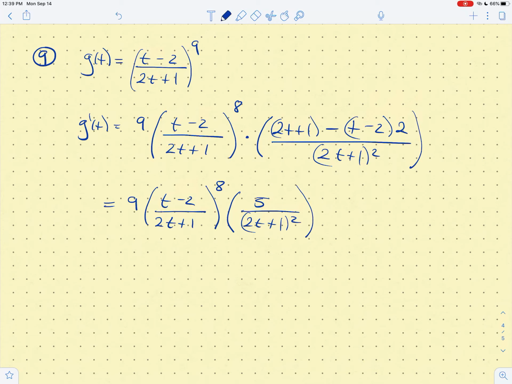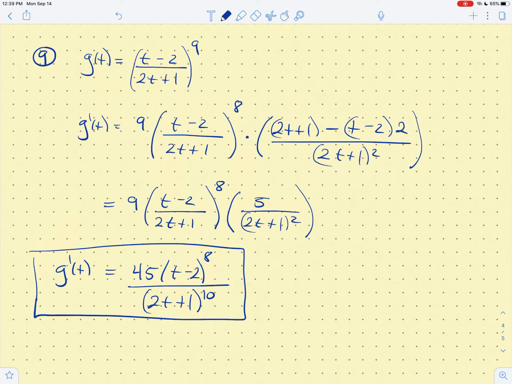Now, two things you can do: 5 and the 9, put those together. If you break up this parenthesis where it's this to the 8th over this to the 8th, then we can actually combine the bottom. And that's what I'm going to do. I'm going to write this as 45 times t minus 2 to the 8th. And then I have a 2t plus 1 to the 8th, and 2t plus 1 to the 2 gives me 2t plus 1 all to the 10th. And so this is what g prime of t works out to be.